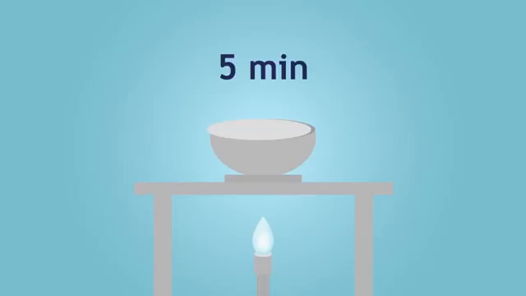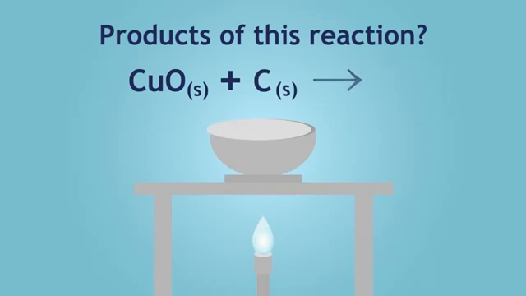Place 3 spoonfuls of copper(II) oxide in a crucible and 1 spoonful of charcoal, which is essentially carbon. Heat this using a Bunsen burner with the crucible lid slightly ajar for approximately 5 minutes. While that is in progress, why don't you grab a piece of paper and a pencil and predict the products of this single displacement reaction. Pause the lesson and resume when ready.